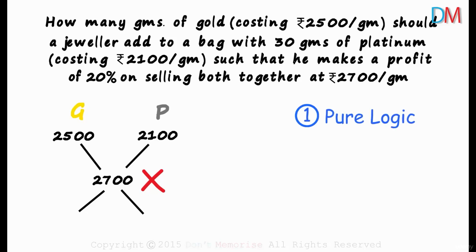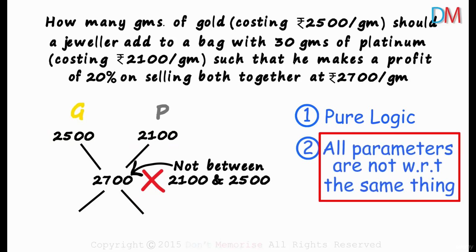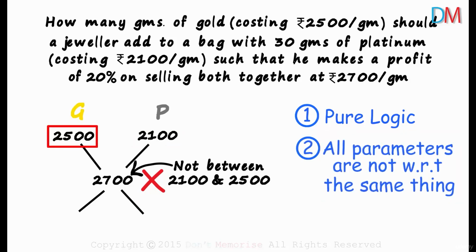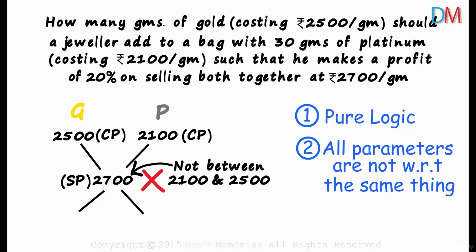First, pure logic. The resultant average has to be between these two averages. 2,700 does not lie between 2,500 and 2,100. That's when we should realize that what we are doing is incorrect. Second, all the parameters are not with respect to the same thing. 2,500 is the cost price of gold and 2,100 is the cost price of platinum. And what about 2,700? Is it the overall cost price? Read the problem well. They have told us about selling both together at 2,700. It is the selling price, not the cost price.